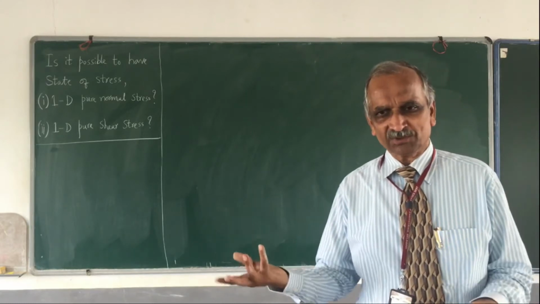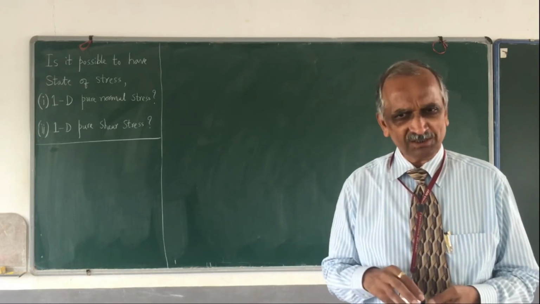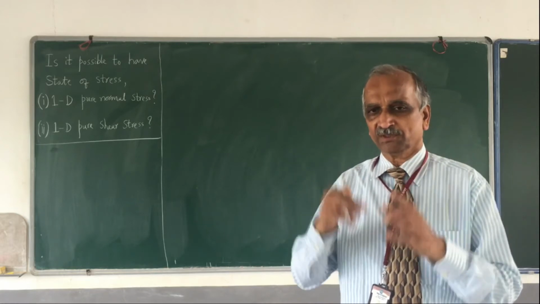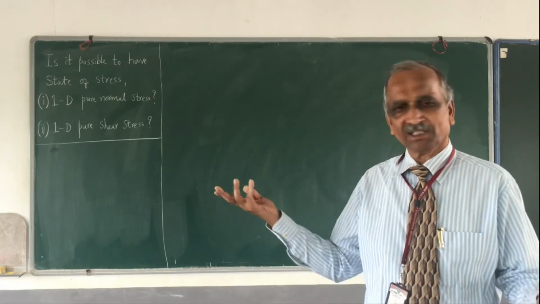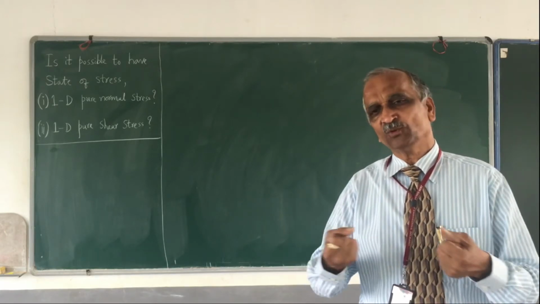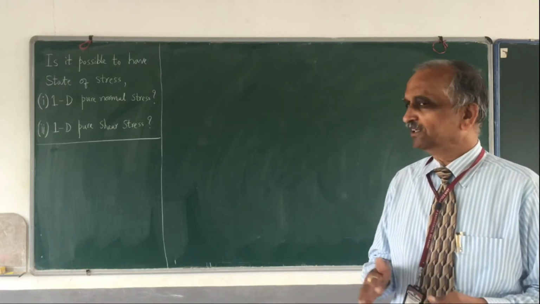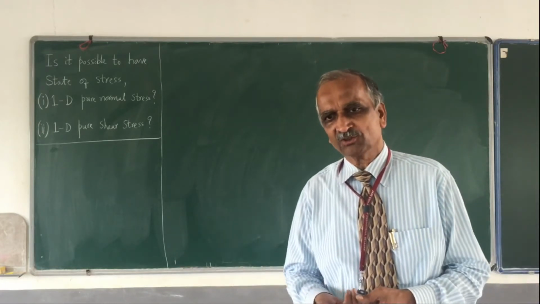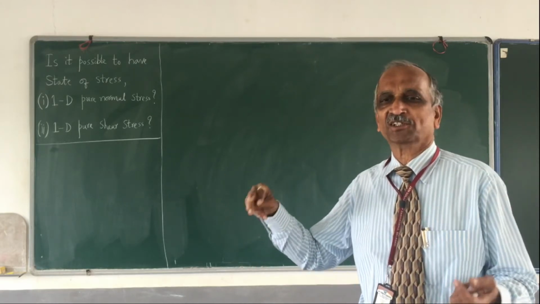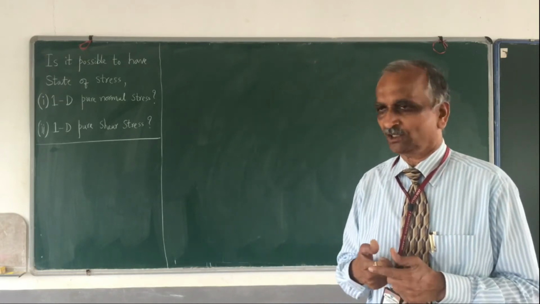So what is state of stress? Very simple. Imagine a cube surrounding a point and express the stresses that are acting on all six faces. That is the state of stress. If we have stresses in only one direction, we call it one dimensional. If we have stresses in two mutually perpendicular directions, we call it two dimensional, and in general, in all three possible directions, we call it a three dimensional state of stress.